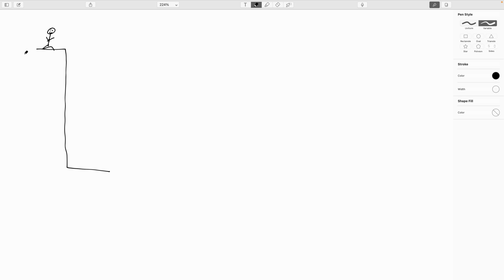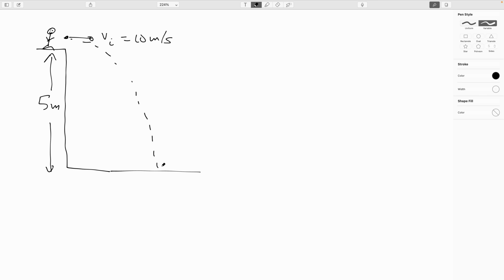So let's say we have a 5-meter high cliff, like so. And then let's say you throw a ball, we'll start with horizontally here, at 10 meters per second. And we know it's going to follow some sort of a parabola like that. And what I want to know is the final speed just before impact.